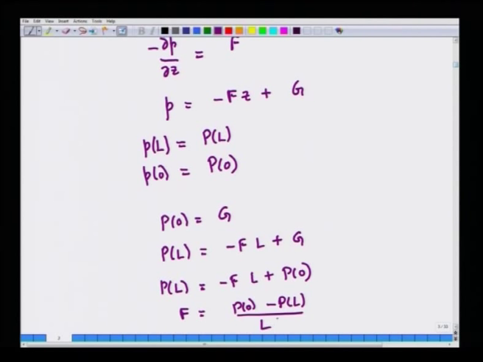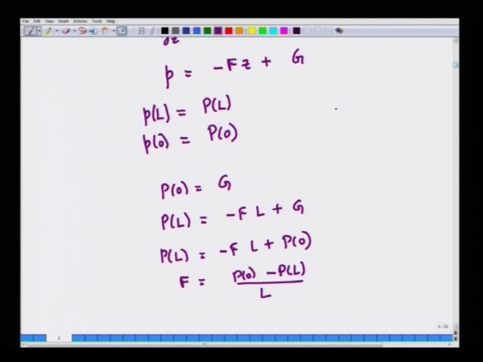So, pressure therefore becomes p is minus p 0 minus p l divided by l times z plus g, where g is p 0 from this equation.